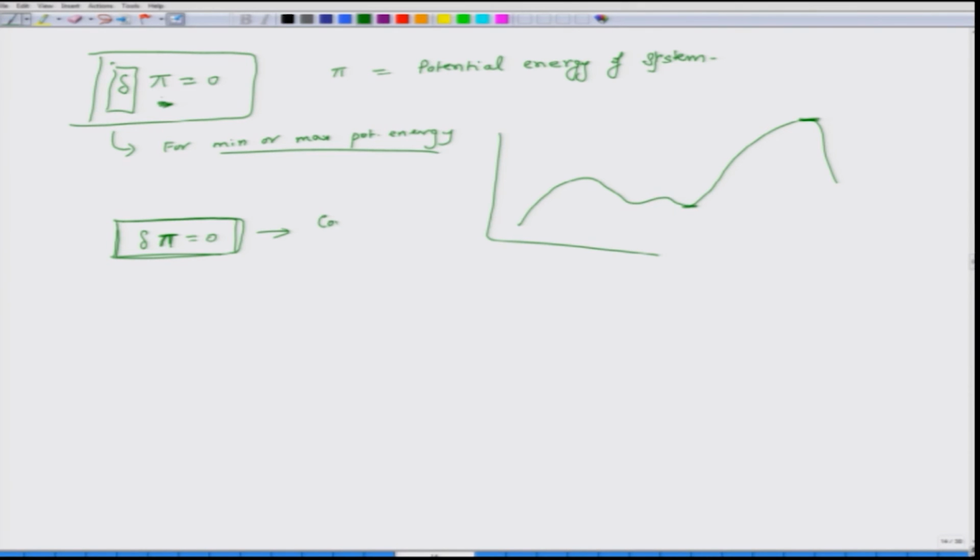So, this is the condition for equilibrium for solid mechanics problems which are conservative in nature. Okay. So, if some heat is getting dissipated and all that, then maybe this may not be exactly true.